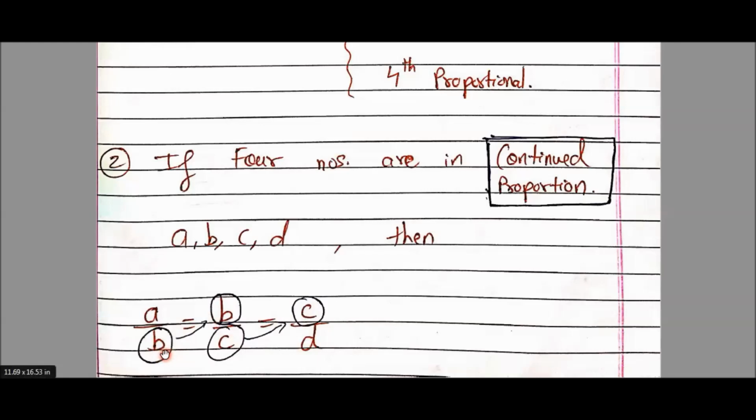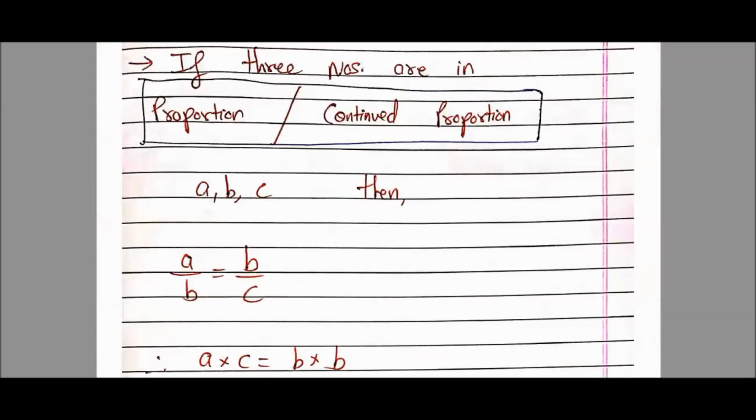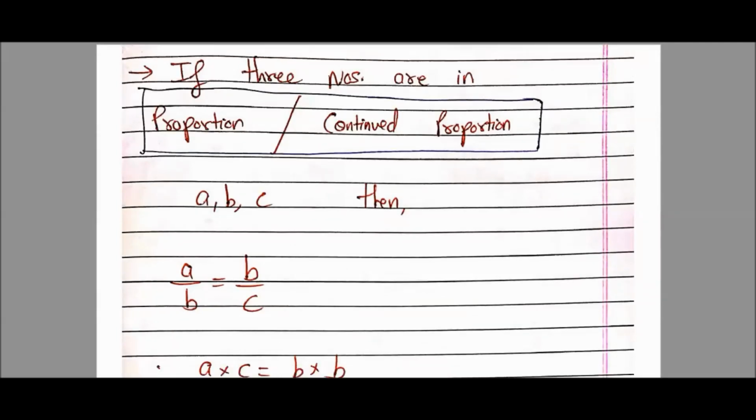We are repeating. In technical words, I will say B is continued to the numerator. See the cursor. C is continued to the next numerator. That's the reason they are called continued proportion. Hope you understood the difference. If the word continued comes, then what will happen? A upon B, then B will be repeated again: B upon C, then C will be repeated again: then it's C upon D. This is the difference if somebody asks you for the continued proportion.